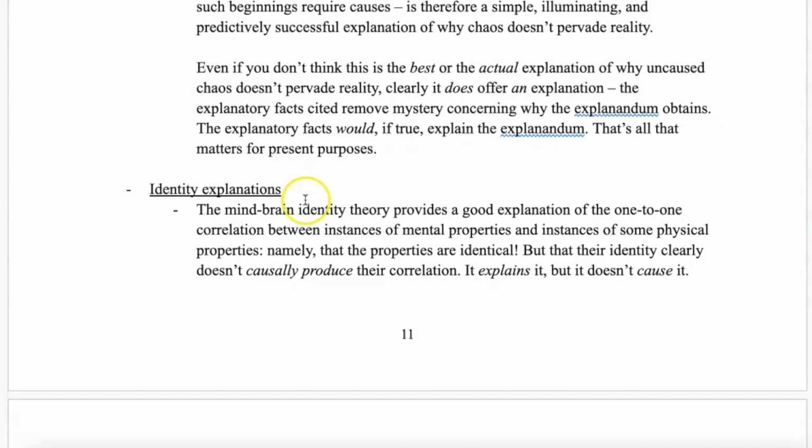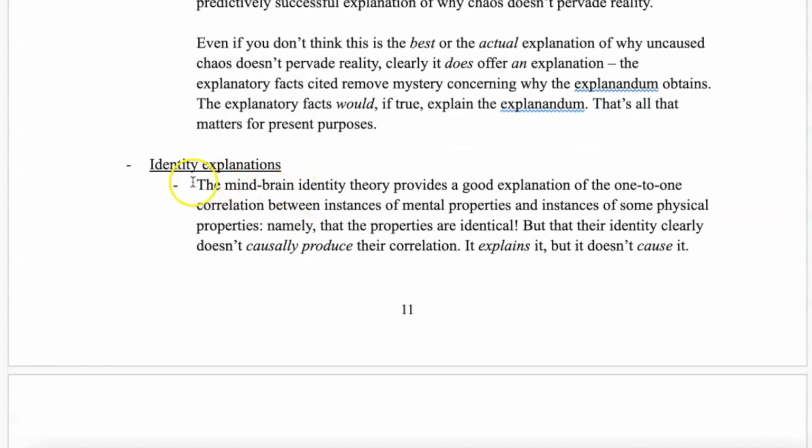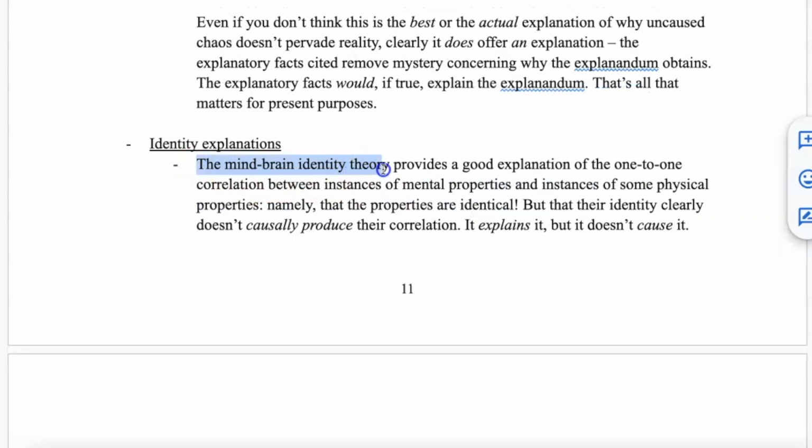Another class of non-causal explanation are identity explanations. Lots of times we can explain things by appeal to identity rather than by appeal to causes. The mind-brain identity theory, for instance, provides a good explanation of the one-to-one correlation between instances of mental properties and instances of some physical properties. Namely, that the properties are identical, right? That's an explanation. If mental properties are identical with the relevant physical properties, then there's no mystery as to why they're going to correlate, right?